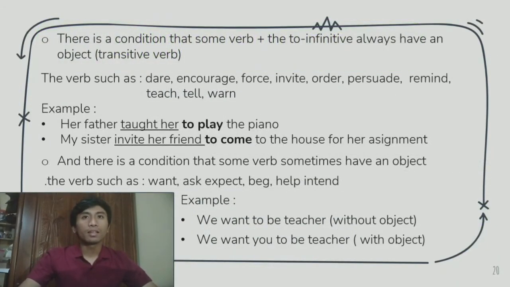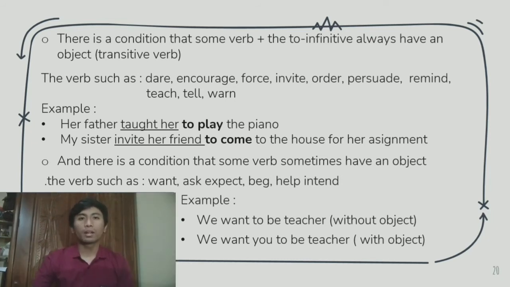There is a condition that some verbs plus the to-infinitive always have an object, transitive verbs. The verbs such as dare, encourage, force, invite, order, persuade, remind, teach, tell, warn. Example: her father taught her to play the piano. Example 2: my sister invited her friend to come to the house for her assignment.